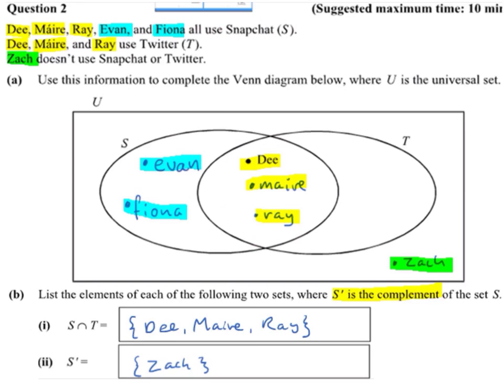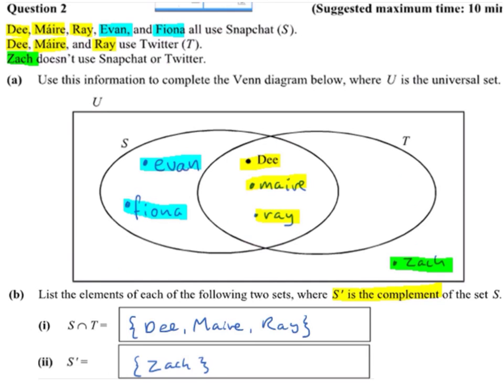Then I'm going to do the same, and have a look and see who's left over in the Twitter set. And there's actually nobody else left over, so we're not going to have anything in here at all. Because each of these people use Twitter, but they also use Snapchat, which is why they're in the intersection. And then we have Zach, and he doesn't use either of them. So he just goes in the space inside the rectangle, which represents the universal set. It doesn't matter whereabouts he is. Make sure that each of your elements have a dot beside them.